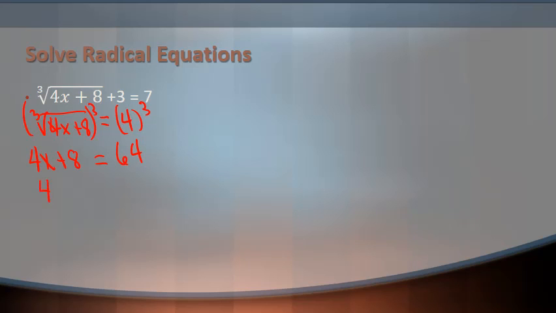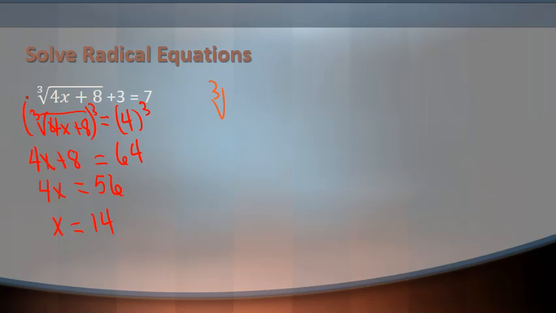So 4 cubed is 64. And we can subtract 8 from both sides. So I've got 4x equals, let's see, 56. And we're going to divide both sides of the equation by 4. And when we do, x then is equal to 14. So that one wasn't too bad, but let's see. I do need to plug in x equals 14 into the original equation.